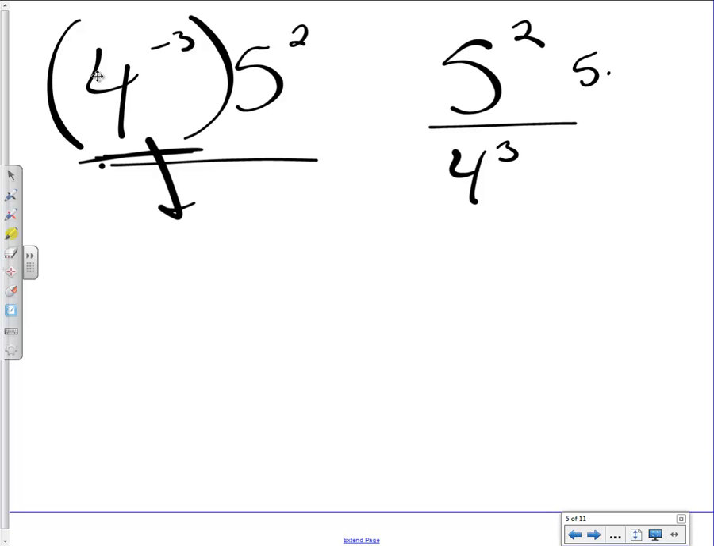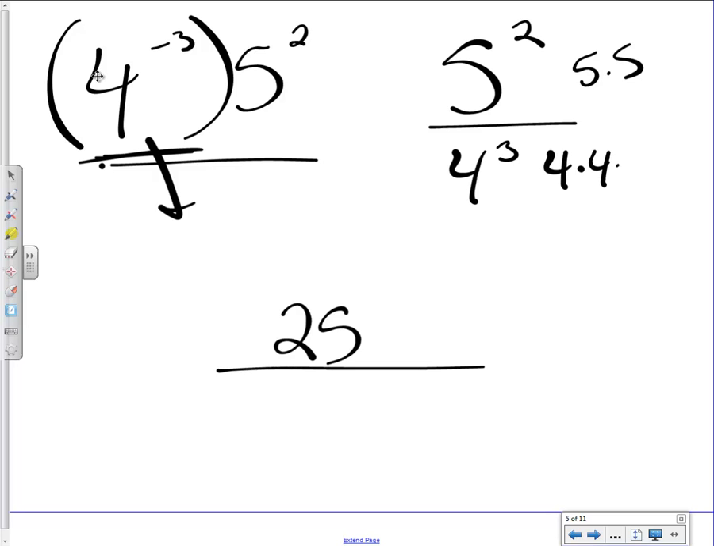5 squared is the same thing as 5 times 5, which is 25. And 4 to the 3rd power is the same thing as 4 times 4 times 4. And 4 times 4 is 16. 16 times 4 gives me 64.